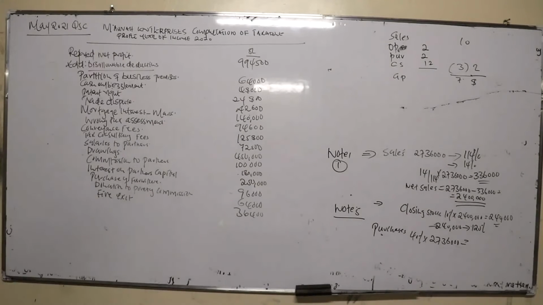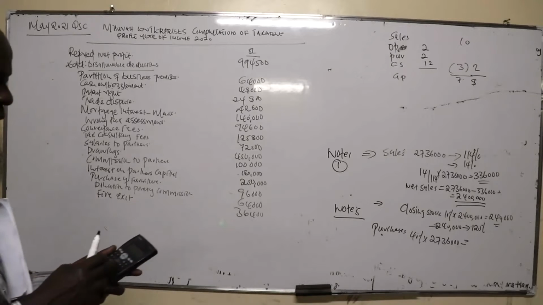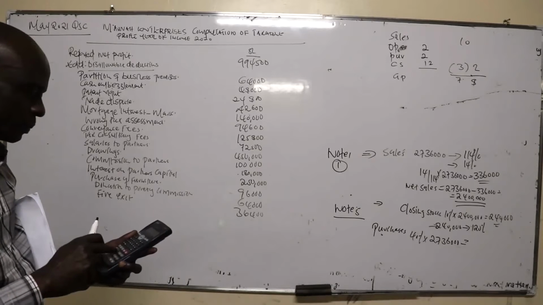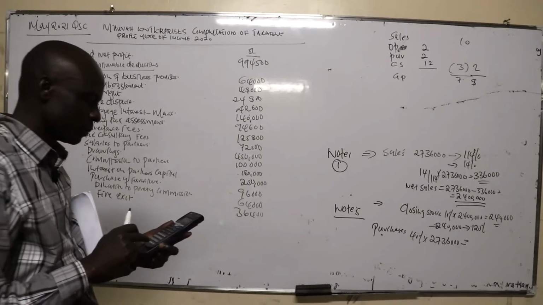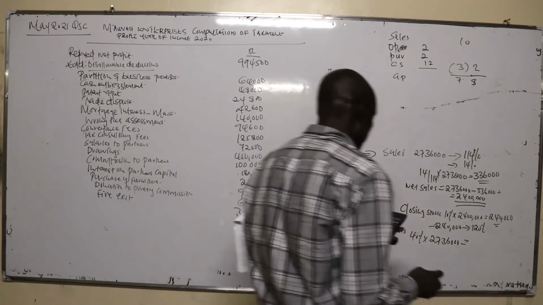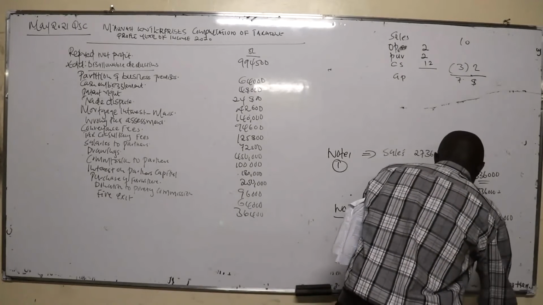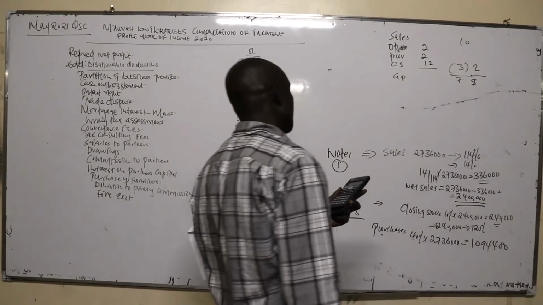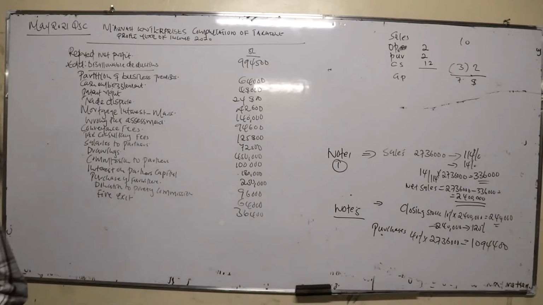So let us first get the value of purchases. So that is 1,094,400. So 40% is 1,094,400. So 1,094,400, that is the purchases.